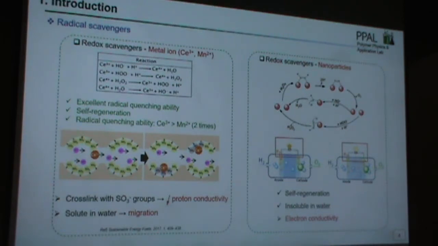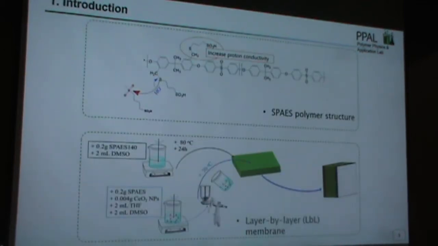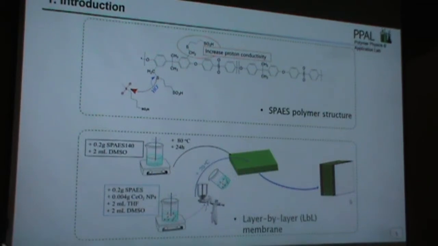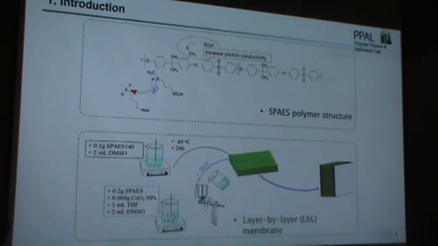That is the reason in this topic I want to use the nanoparticle. The nanoparticle will not dissolve in water, so it cannot leak out of the membrane. However, the cerium oxide nanoparticle is a mixed conductor, so it can transfer electrons through the membrane. That is the reason in this topic I want to prepare a layer by layer membrane containing cerium oxide at both surface layers.